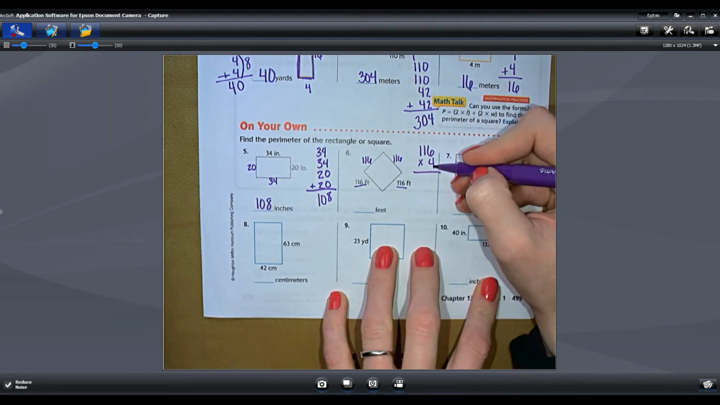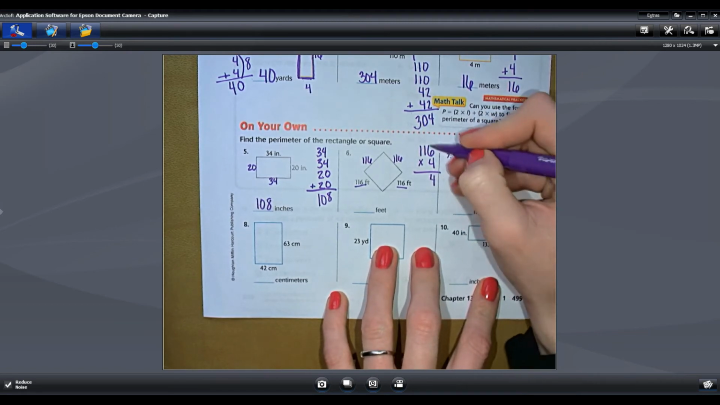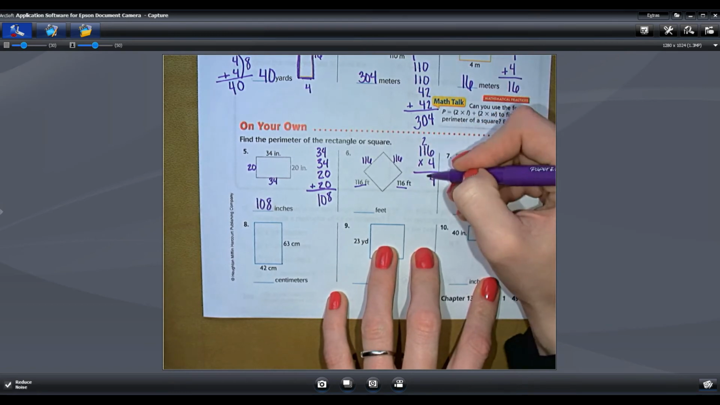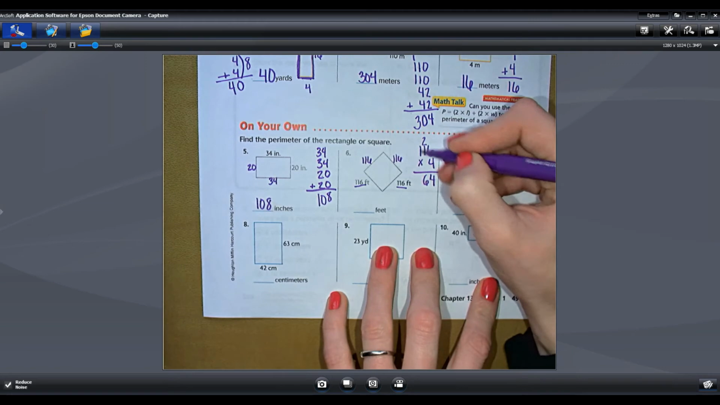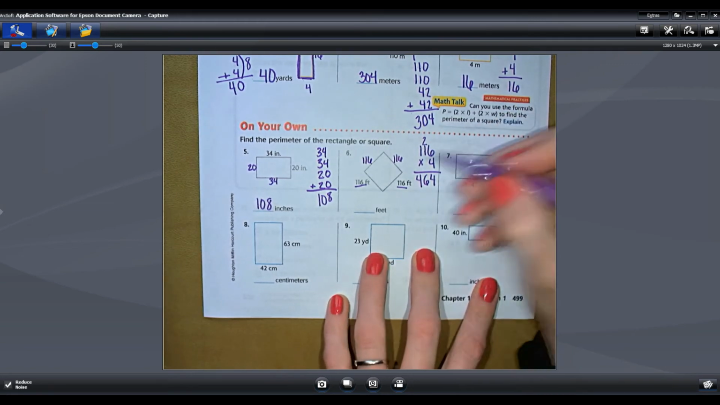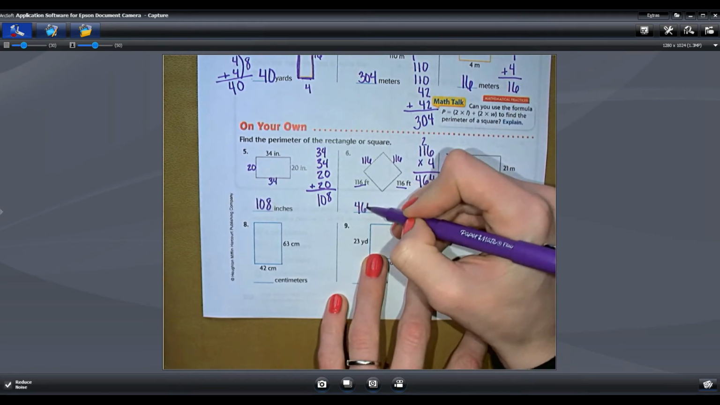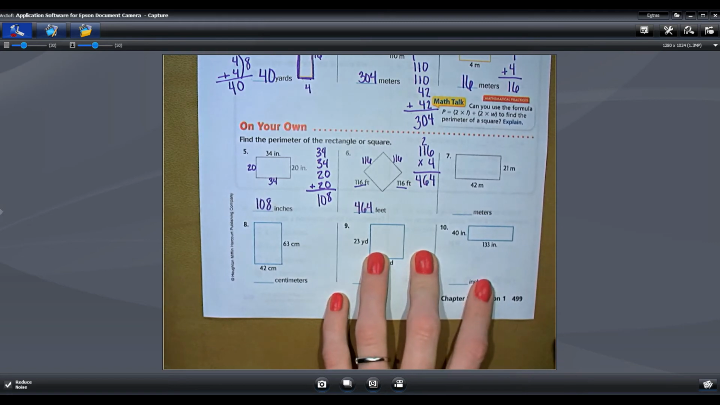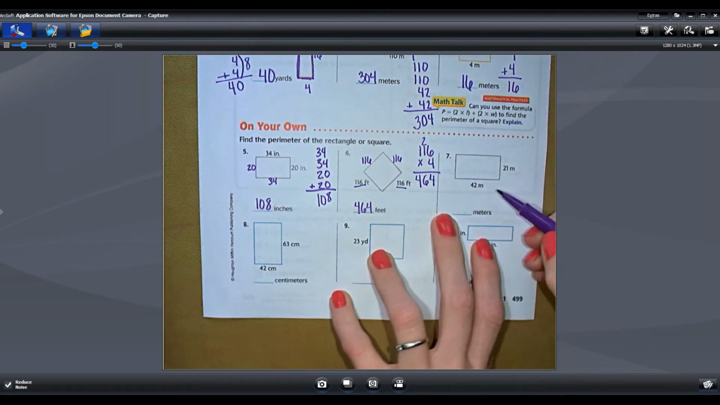6 times 4 is 24. 4 stays, 2 goes up. 4 times 1 is 4, plus 2 more is 6. 4 times 1 is 4. 464 feet.